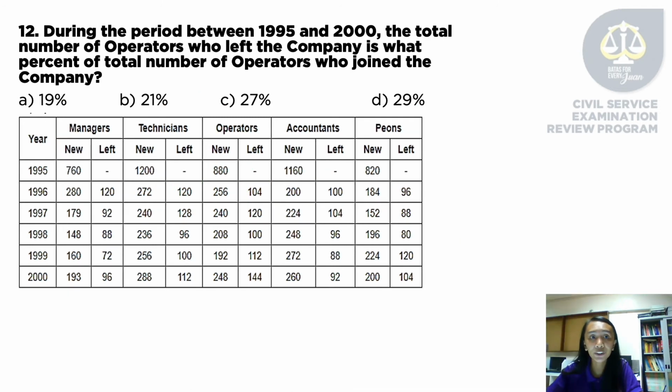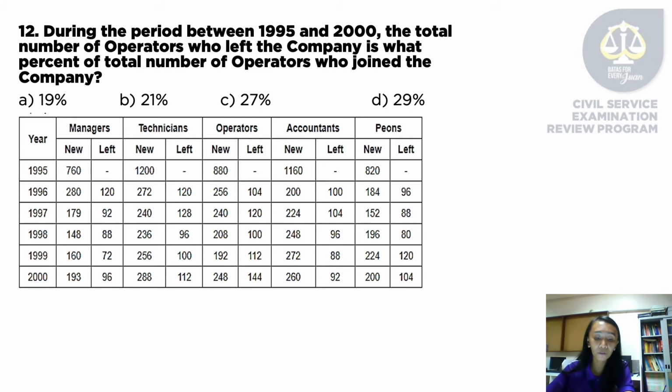Number 12, during the period between 1995 and 2000, the total number of operators who left the company is what percent of the total number of operators who joined the company? So this question focuses on the year 1995 up to 2000. Halos lahat po ng numbers na ito ay involved, pero doon lang po tayo magpo-focus sa operators. Okay, so what is our first step in answering this question?